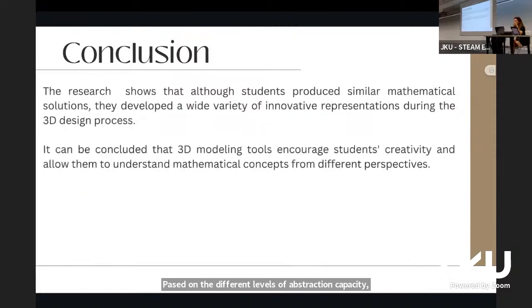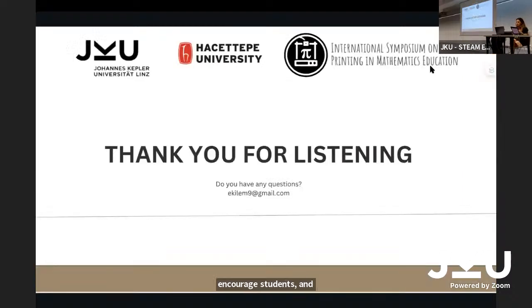And actually, the research shows that although students pursue similar mathematical solutions, they develop a wide variety of innovative representations during the 3D design process. It can be concluded that 3D modeling tools encourage students' creativity and allow them to understand mathematical concepts from different perspectives. And thank you for listening.